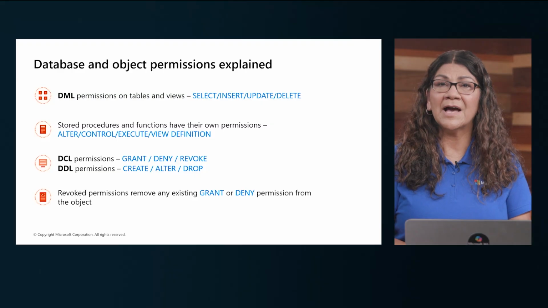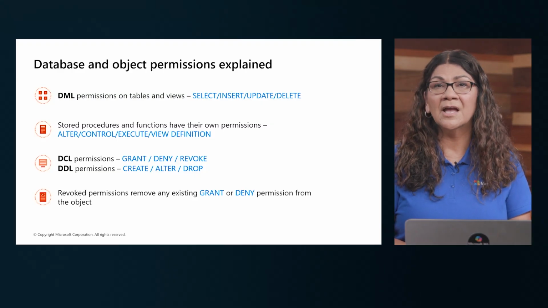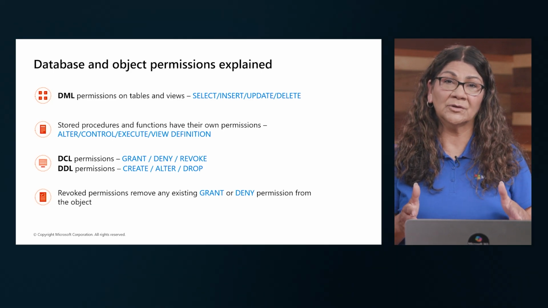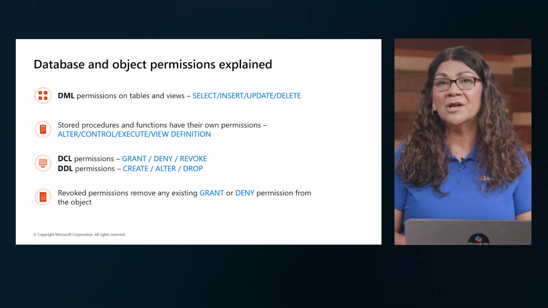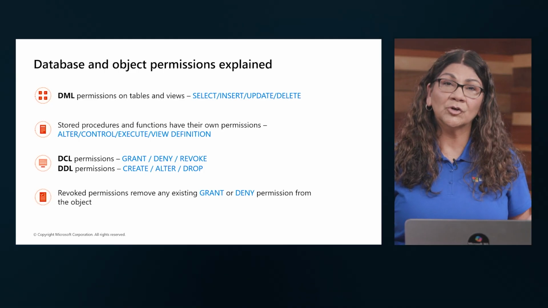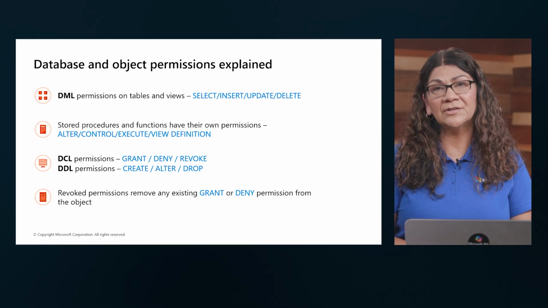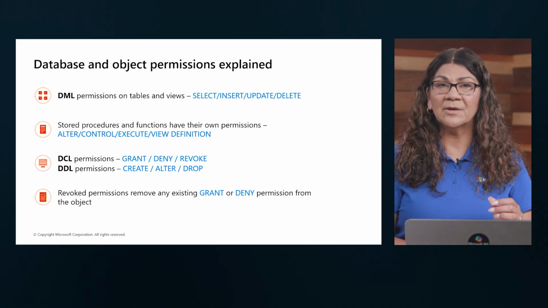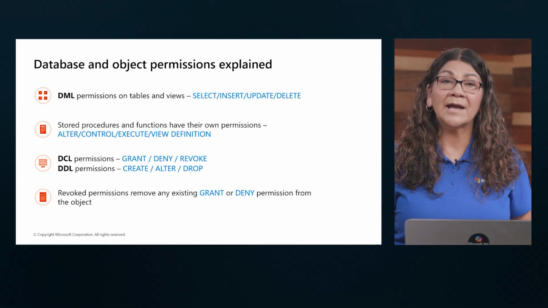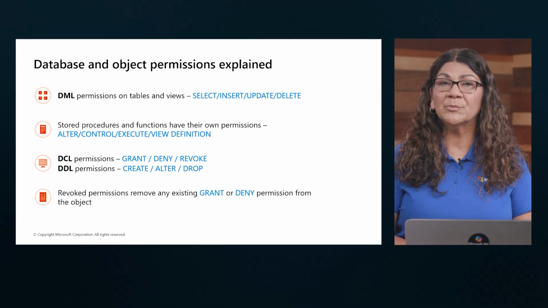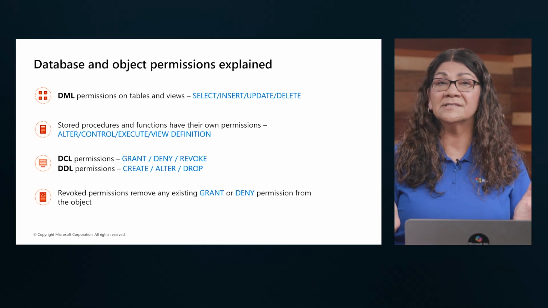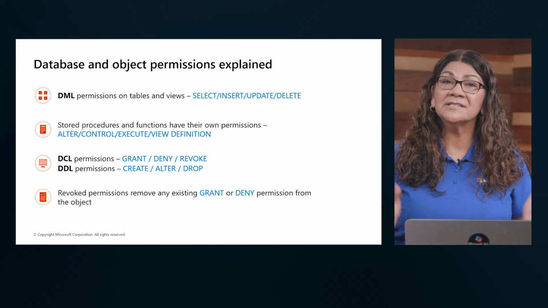Here is an overview of how permissions are managed in SQL Server and in Azure SQL Database, emphasizing the importance of fine-grained access control for securing data and operations. Permissions can be applied to various database objects such as tables, views, stored procedures, and functions. For tables and views, data manipulation language, or DML, permissions like SELECT, INSERT, UPDATE, and DELETE control who can read, write, modify, or remove data. These permissions can even be restricted at the column level, and row-level security can be used to limit access to specific rows based on user identity.